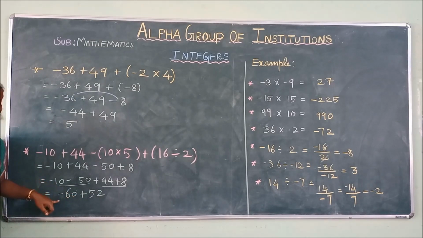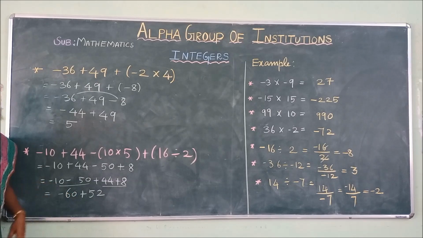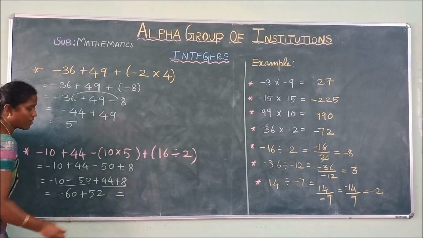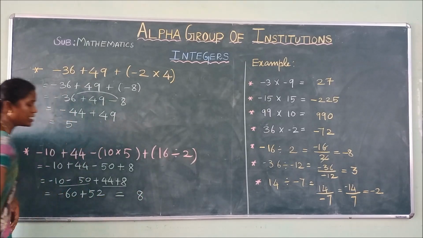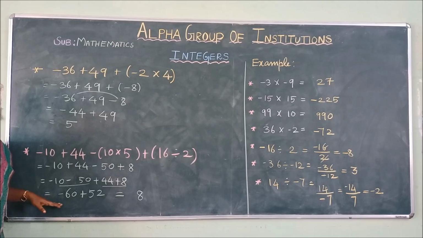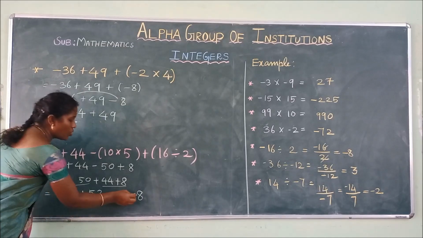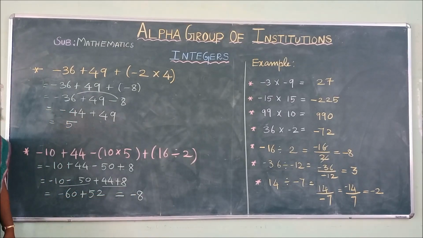Now see the expression: we have minus 60 plus 52. Different signs means we have to subtract. If I subtract, what is the answer we are having? 8. And which is the greater number, 52 or 60? 60 is the greater number. So the answer will be minus 8.